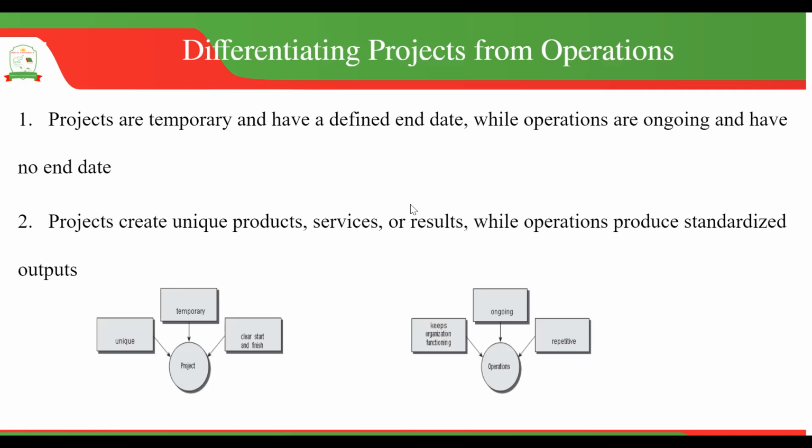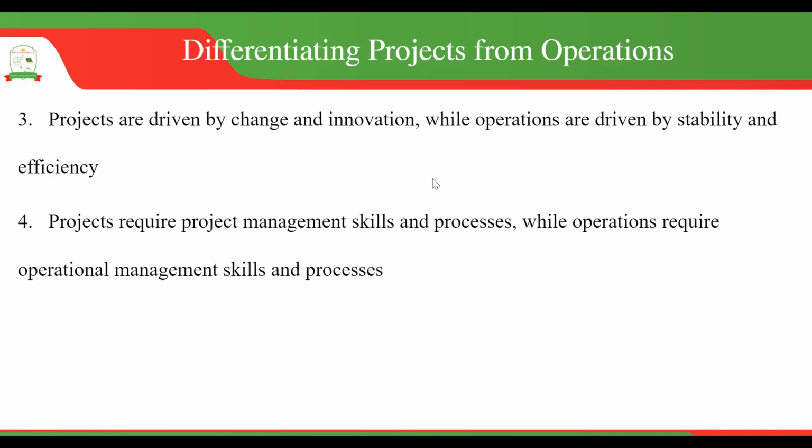Operations are continuous, they are always ongoing, and they are repetitive. You do the same thing over and over again, such that you can produce a given product with given minimum standards. So projects are driven by change and innovations, whereas operations are driven by stability and efficiency. In operations, you want to have standard operating procedures. One thing is to be produced in a certain way, such that you don't get disturbances and you don't get issues to do with instability or inefficiency. You want resources to be used optimally over and over again.